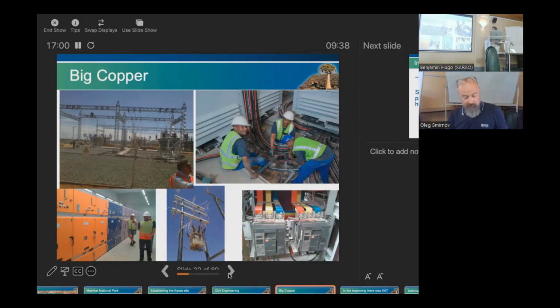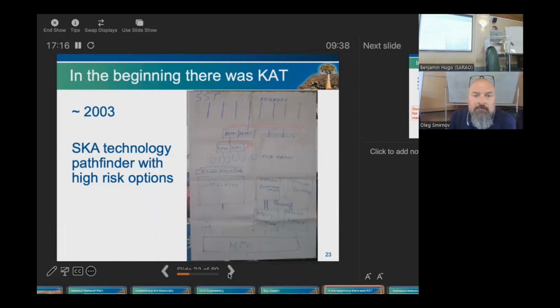Our computers use a lot of power. So there's a lot of big copper that goes in. We had to upgrade the power supply to the area, the Eskom power supply to the area. We had to upgrade their substations because they weren't going to deliver enough juice. So that was all setting up the site. It was part of the site bit and everything else.